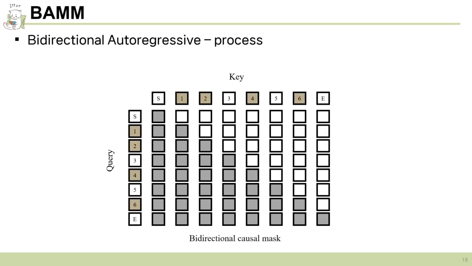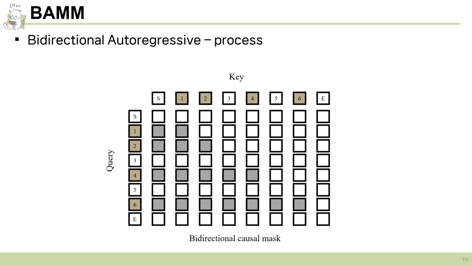As shown in the diagram, some tokens in the sequence, marked in brown, are randomly masked during training. These masked tokens represent parts of the sequence the model needs to predict. The random masking encourages the model to rely on both preceding and succeeding tokens to fill in the gaps, which is critical for understanding the broader context of the motion sequence.